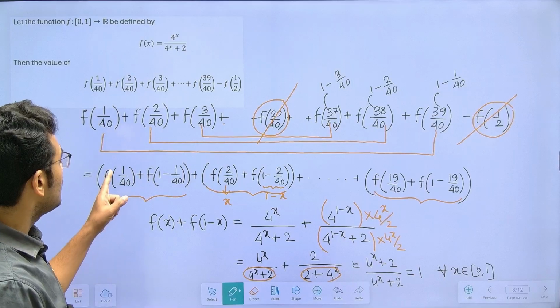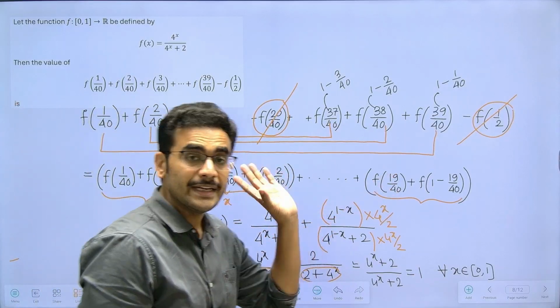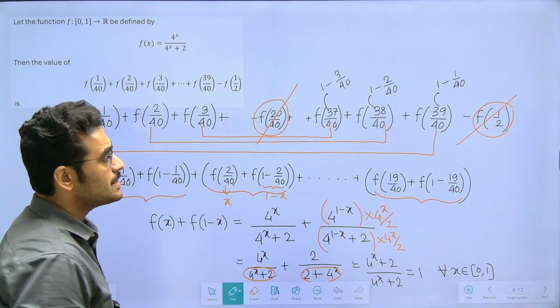And how many groups are there? 1, 2, 3, up to 19 groups are there. So 19 into 1, the answer is 19.